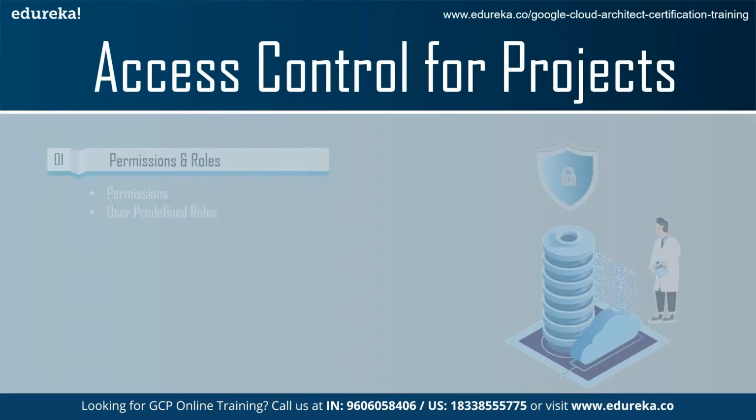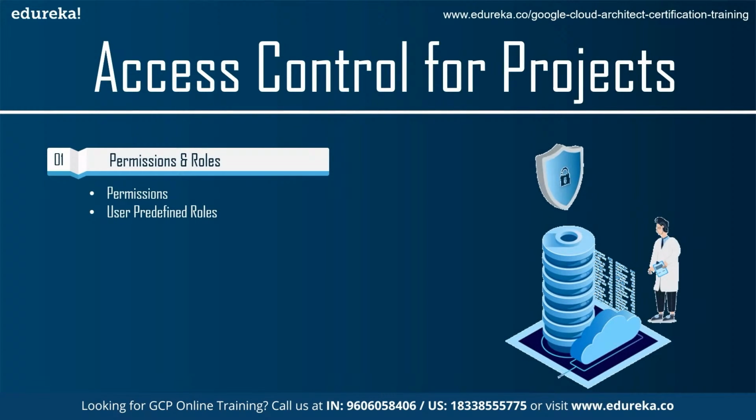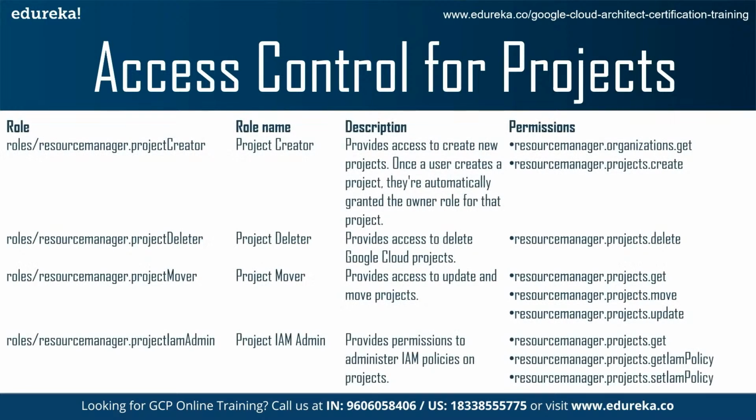Then there are predefined roles as well. IAM predefined roles allow you to carefully manage the set of permissions that your users have access to. The following table lists the predefined roles that you can use to grant access to a project. Each role includes a description of what the role does and the permissions included in that role. So you can see the role name, then also the description. For the project creator role, you can see that it provides access to create new projects.